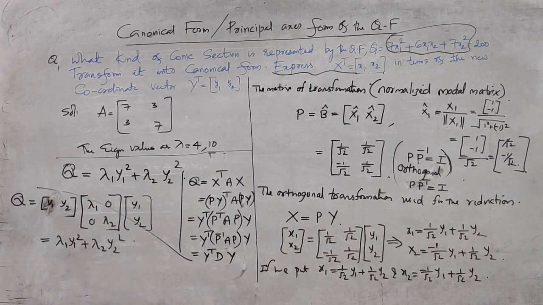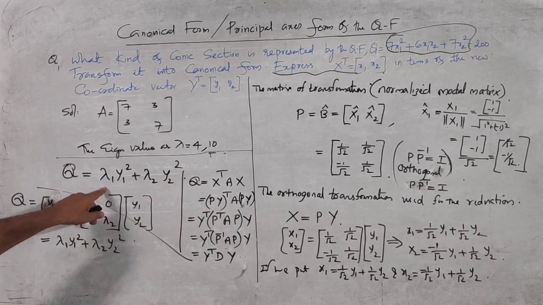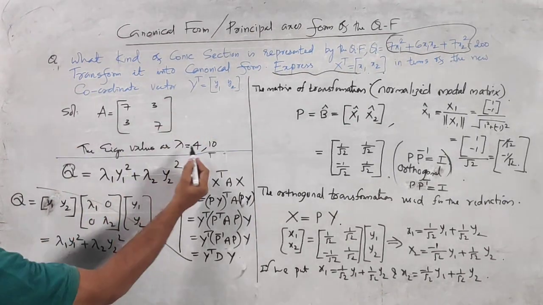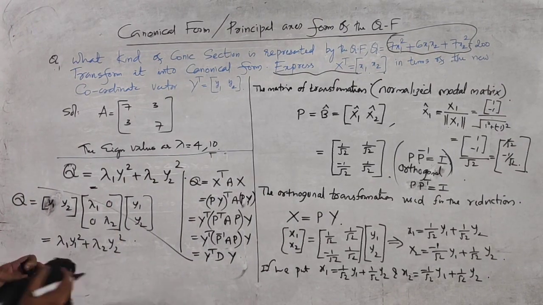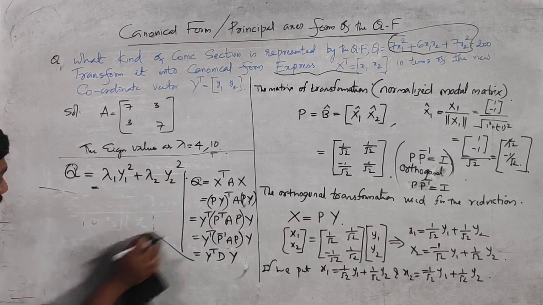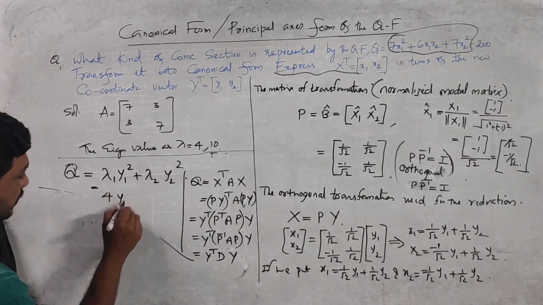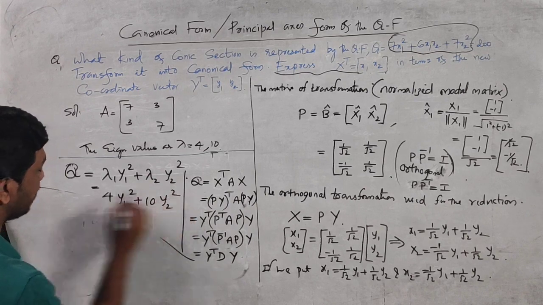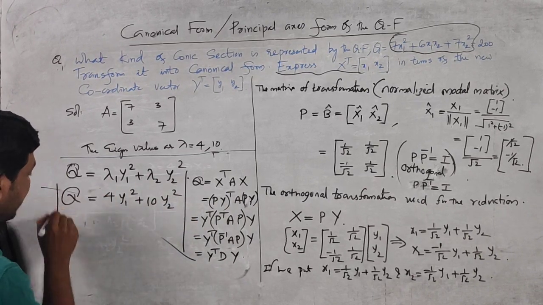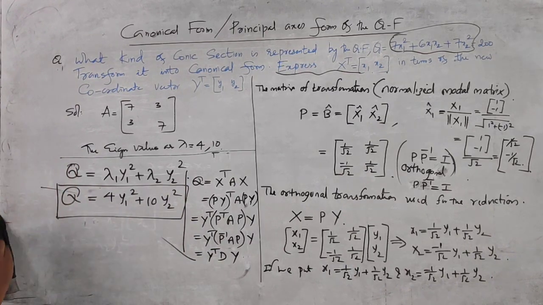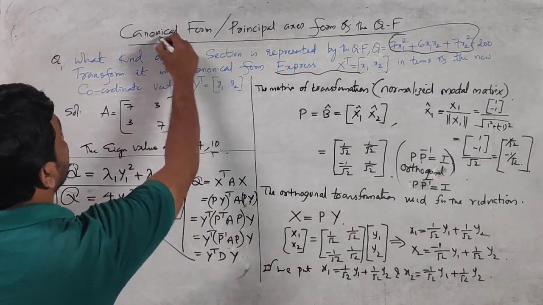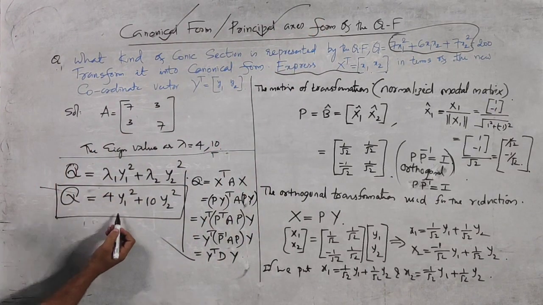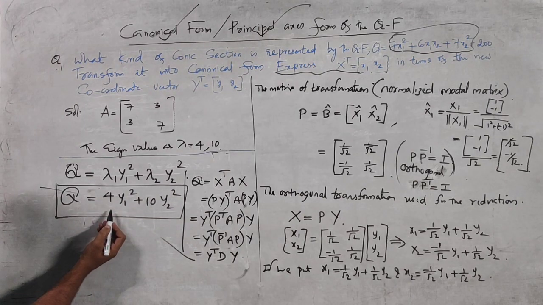So what is your lambda value? All of you know lambda 1 value is 4 and lambda 2 value is 10 here. So this q becomes 4 y1 square plus 10 y2 square. This form is the reduced form of the given quadratic form. That form is called the canonical form or principal axis form corresponding to the given quadratic form.